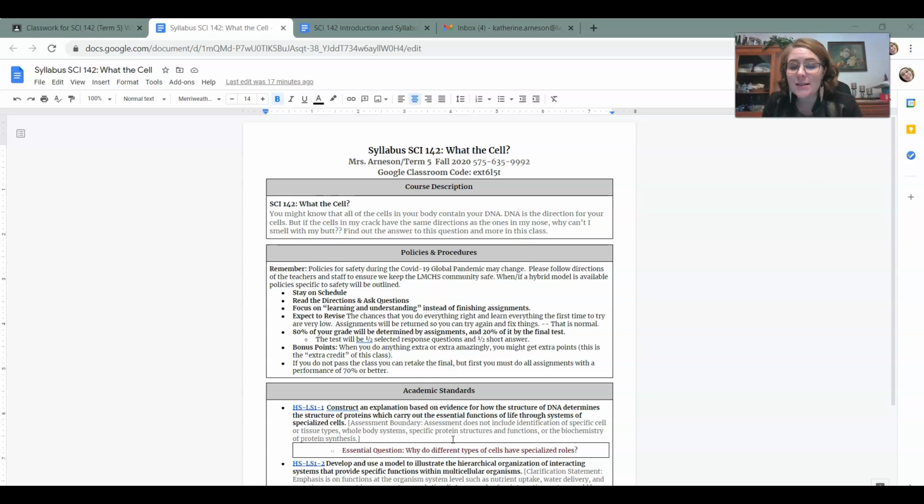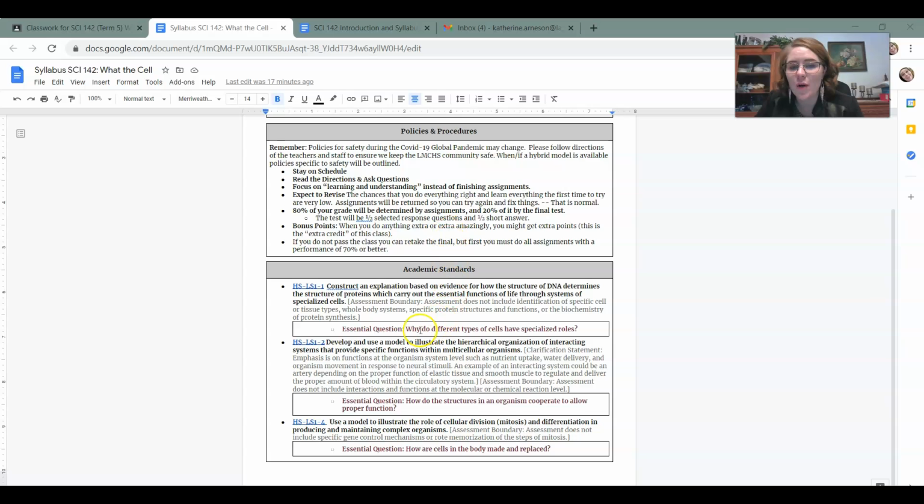So there's reasons why genes get turned off. And that takes us down to our first essential question, which is why do different types of cells have specialized roles? Or why do your liver cells do different things than the cells in your eyes? The way that works is that genes get turned on and turned off in different parts of your body depending on the type of tissue that it is. And when I say tissue, that's a group of cells that are doing the same thing.